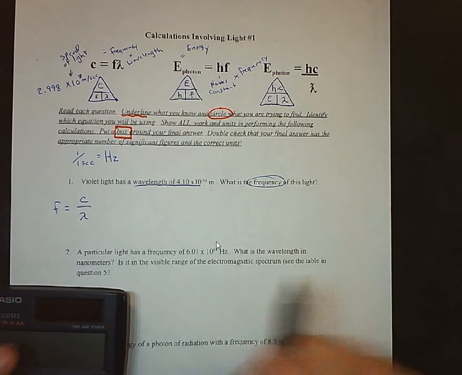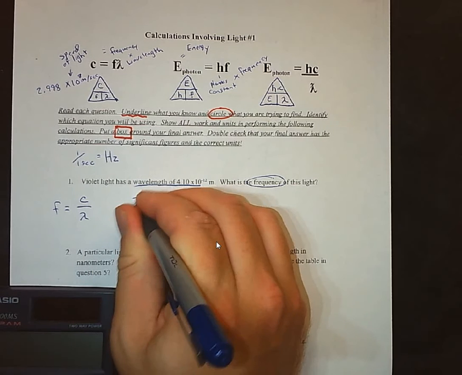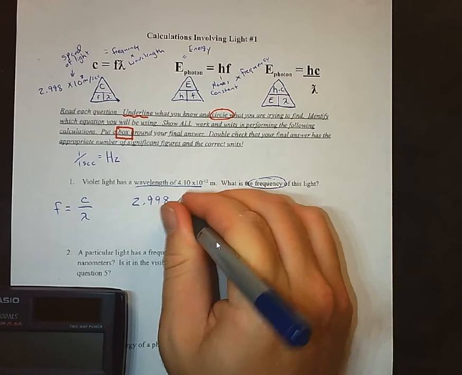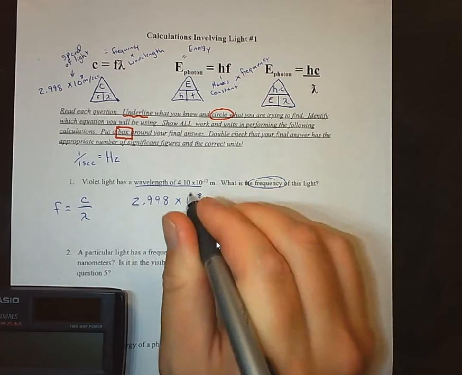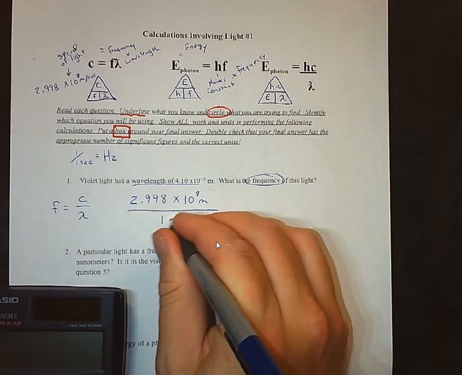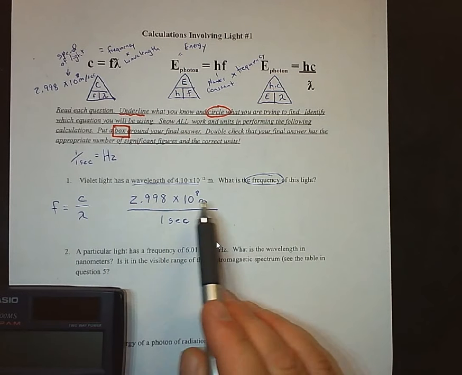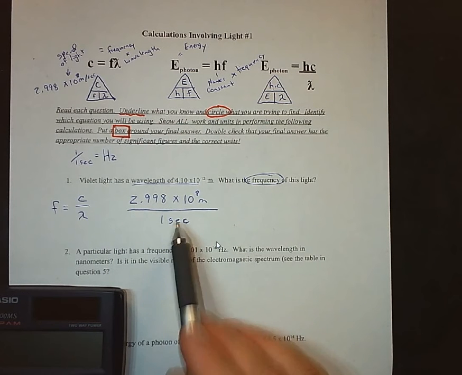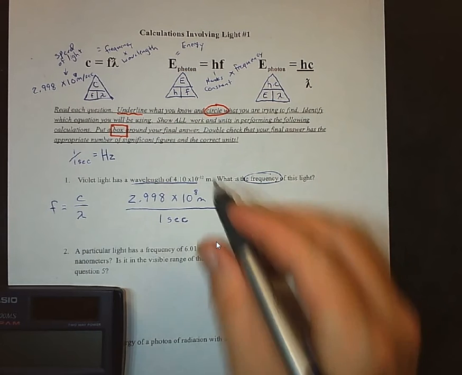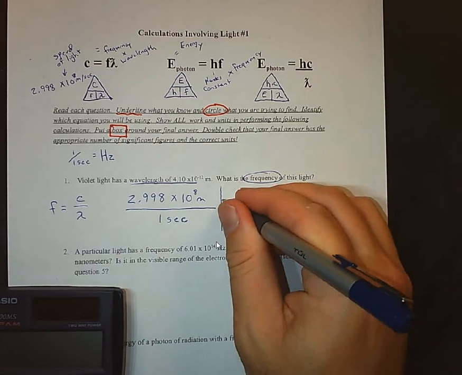First, we're going to start with our first number, which is the speed of light. Draw it just like I do here. 2.998 times 10 to the 8th meters per every 1 second. This line stands for division. We're going this many meters per every 1 second. Next thing is we want to divide it by lambda. So we're going to draw a new box for our new symbol. Anything on the top is multiplied, anything on the bottom is divided.